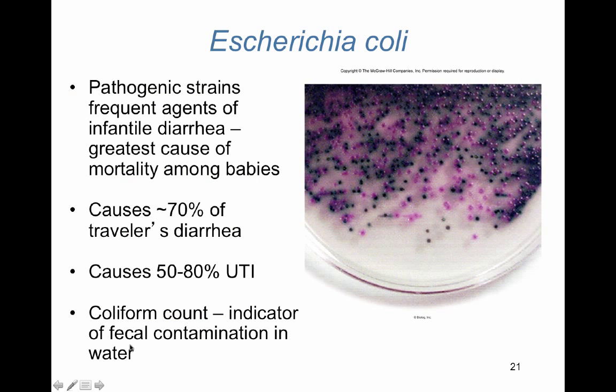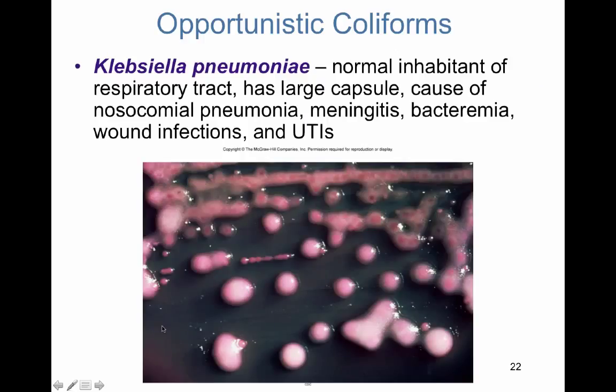Now, across the board here, E. coli causes 70% of cases of traveler's diarrhea and 50 to 80% of all urinary tract infections, and actually is associated with the greatest cause of mortality among babies. Now, this is one that generally is screened for in water safety tests. Because of the fact that this is associated with fecal contamination, it is considered a coliform, so it does ferment lactose. So this coliform count is done. This serves as an indicator of fecal contamination in water.